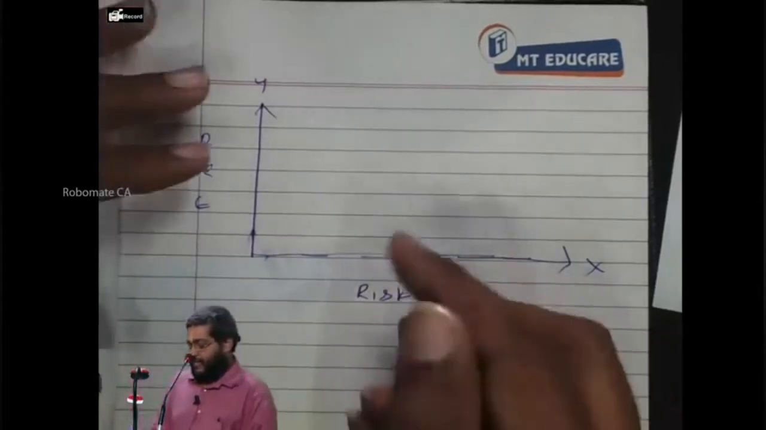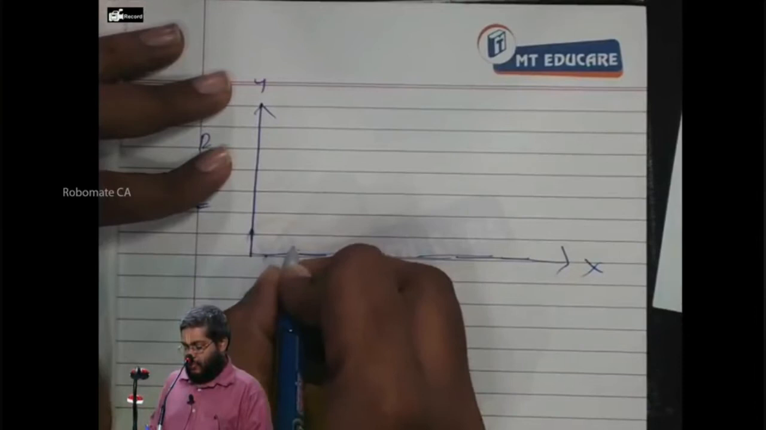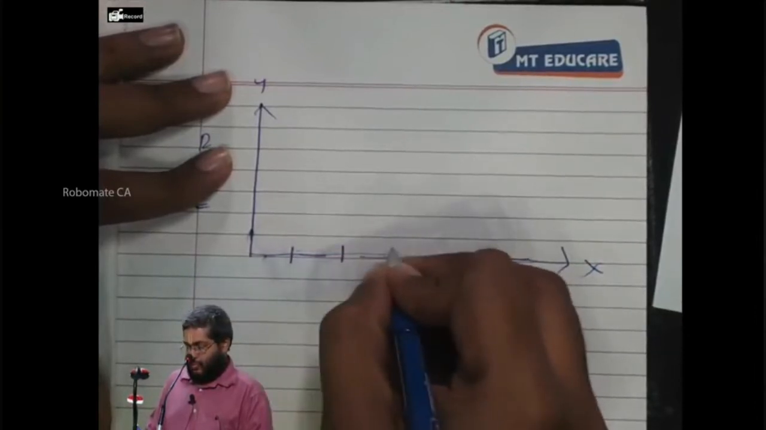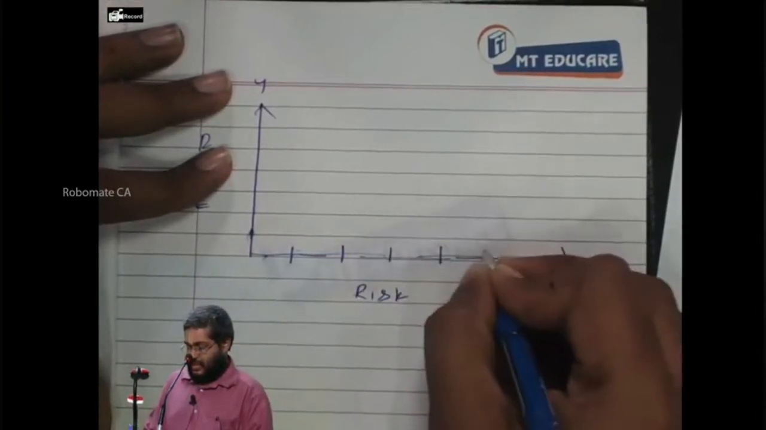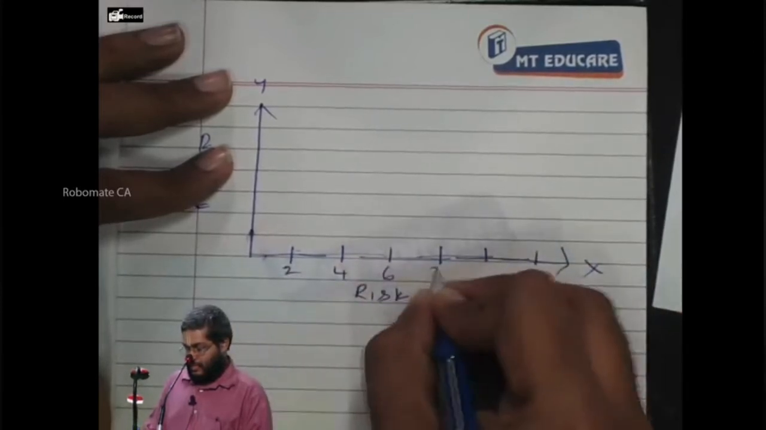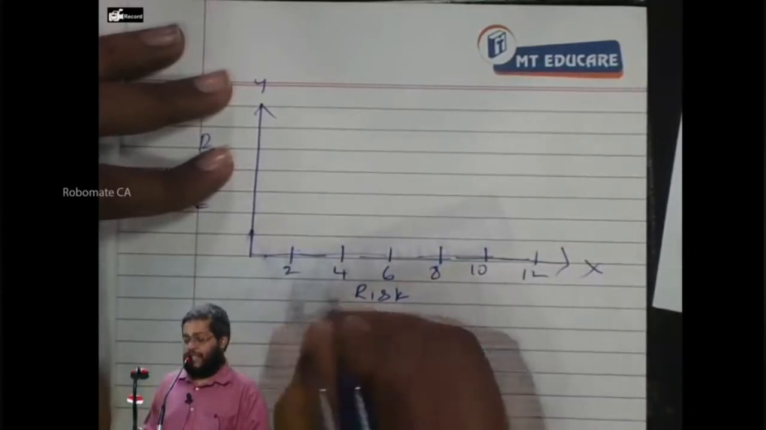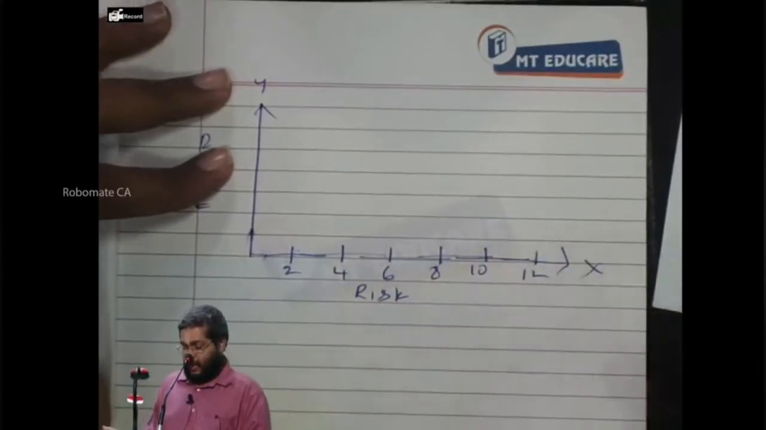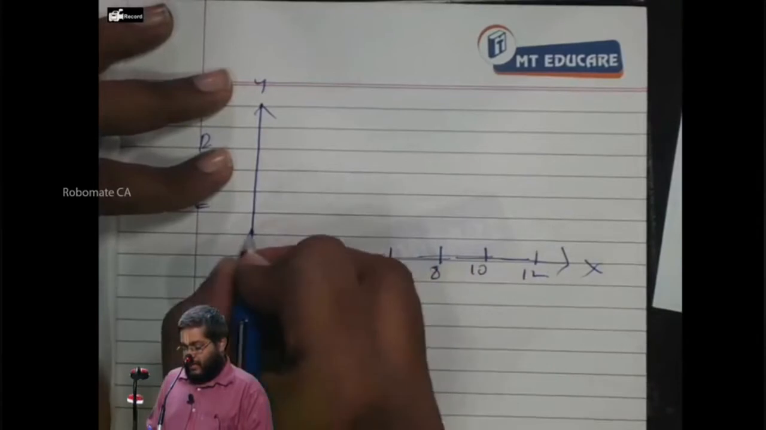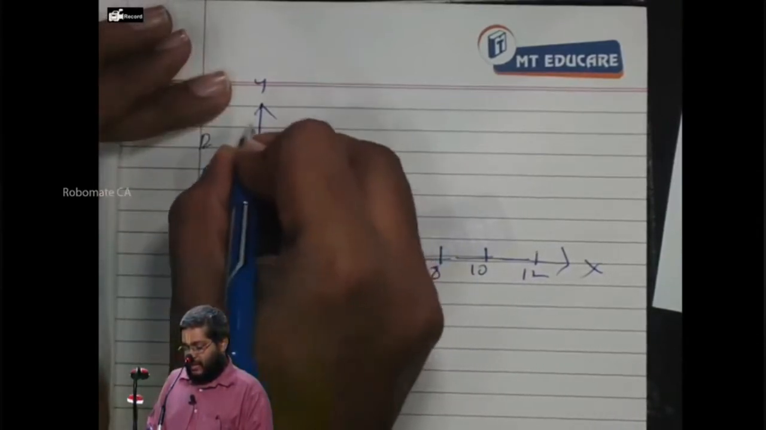Let's do it together. Now, risk and return. We have it in intervals of 2: 2, 4, 6, 8, 10, 12. Risk is 2%, 4%, 6, 8, 10, and then 12. Return also can be 2, 4, 6, 8, 10, and then 12.